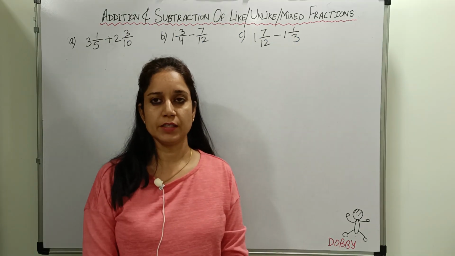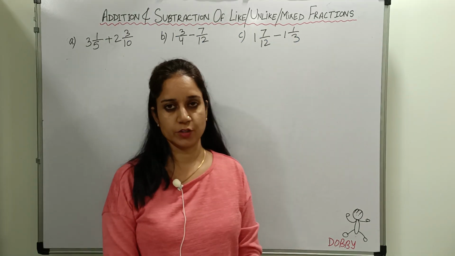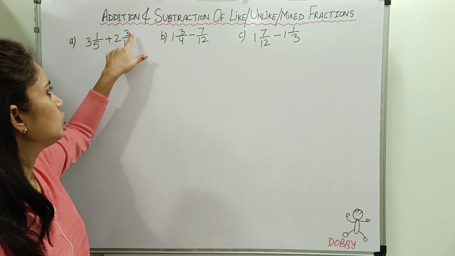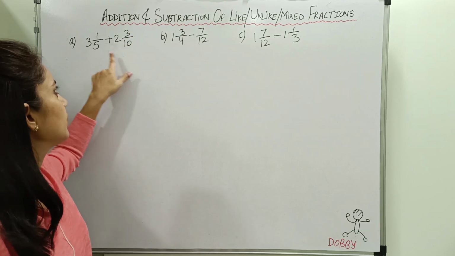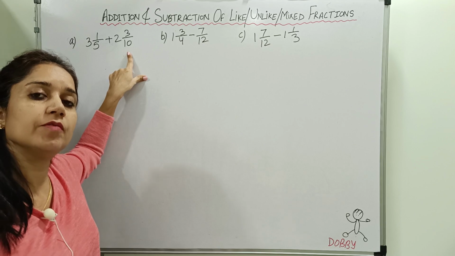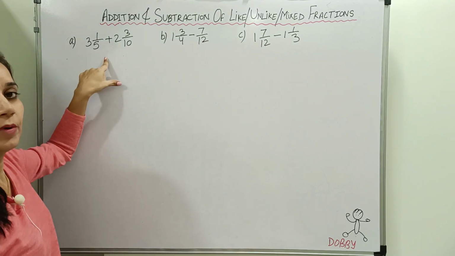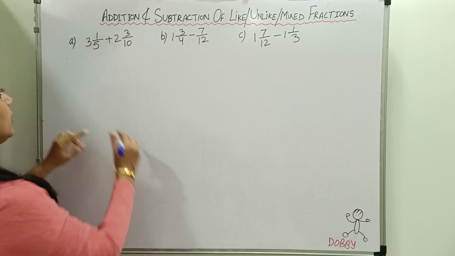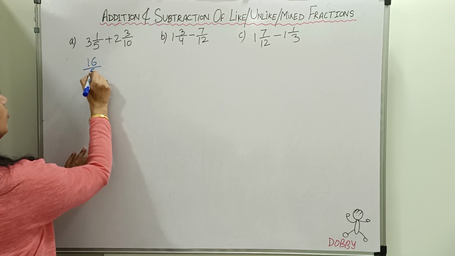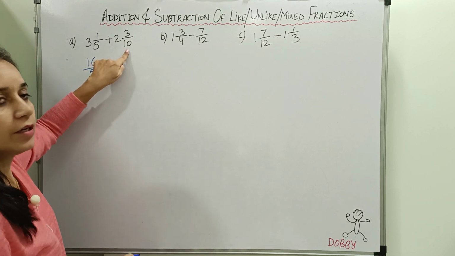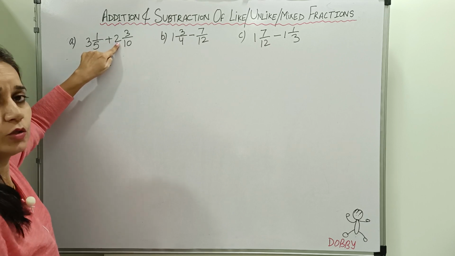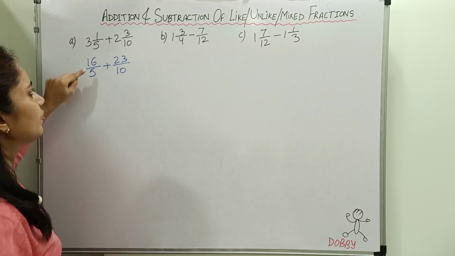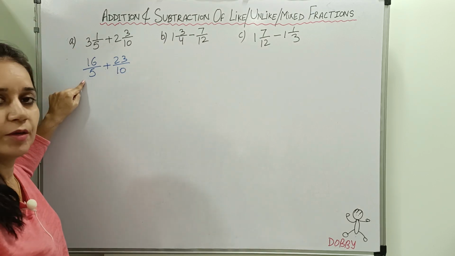Going further, now let us see how to add and subtract the mixed fractions. First fraction 3 whole 1 upon 5 plus 2 whole 3 upon 10. Both are mixed fractions, so let us convert into improper first. How? Denominator multiplied by whole number, 5 3s are 15 plus numerator 1 becomes 16 upon 5 plus denominator multiplied by whole number, 10 2s are 20, 20 plus 3, 23 upon 10. So in the first step we have converted mixed fraction into improper fraction.